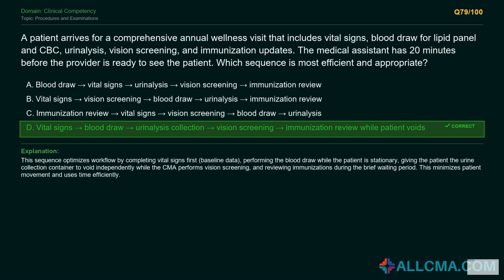The correct answer is D. This sequence optimizes workflow by completing vital signs first, baseline data, performing the blood draw while the patient is stationary, giving the patient the urine collection container to void independently while the CMA performs vision screening, and reviewing immunizations during the brief waiting period. This minimizes patient movement and uses time efficiently.